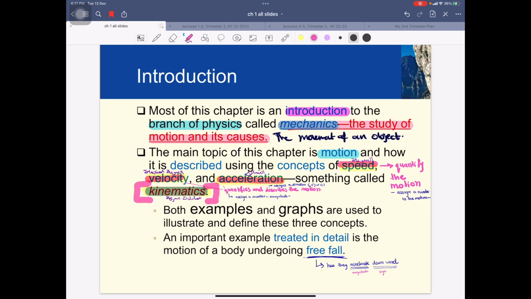Both examples and graphs are used. يعني حتى لما نيجي ندرس دولة ممكن نستعمل graphs اللي هو عندنا رسوم بيانية, أو ممكن إننا نستعمل normal examples ونستعمل فيها معادلات equations. For example, treated in detail is the motion of a body undergoing free fall اللي هو عندنا السقوط الحر.